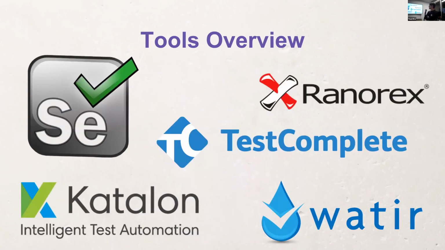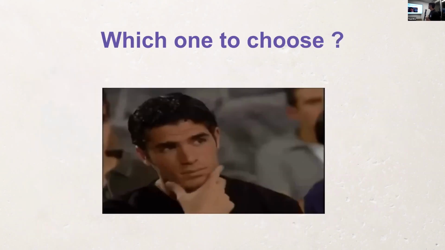Okay, so when we talk about web automation, there's actually plenty of tools. Like you guys probably already heard about Selenium, but it's not the only tool for web automation. There's a few of them. Here are some of the open source solutions like Selenium, Katalon, and Watir, and also paid solutions like Ranorex and TestComplete. So the question is, which one to choose?